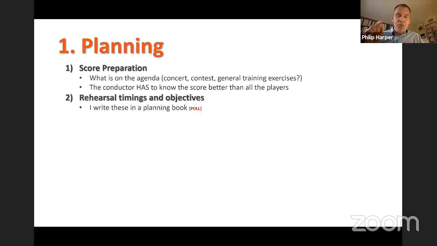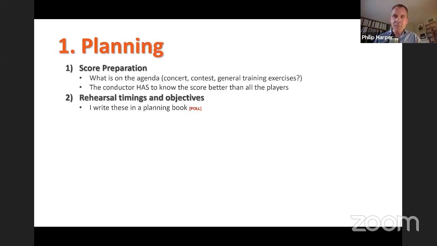Number two, rehearsal timings and objectives. Okay, now I write these down all the time in a planning book. This is my real life planning book. It hasn't had anything written into it for quite a few months now, but nevertheless, all of my rehearsal plans go in here. Now you won't be able to see the detail, obviously, on the screen, I don't think.